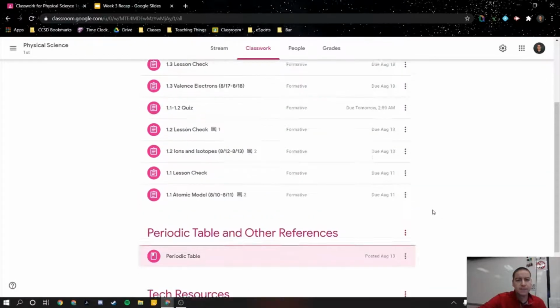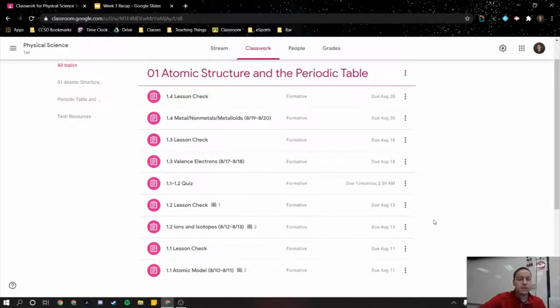That makes sense. So up to this point, we've gone through 4 topics. We've gone through atomic model, ions and isotopes, valence electrons, and metals, nonmetals, and metalloids. Each one of those has a lesson check. Before you take that lesson check, you should do your assignments for that lesson. So if I'm going to take the 1.4 lesson check today, I need to make sure I've at least watched the video for metals, nonmetals, metalloids, and probably done a few of the assignments before I even attempt that lesson check, or else it's not going to work out very well.